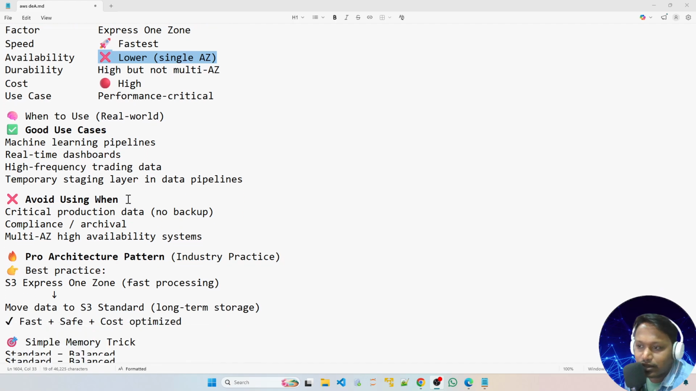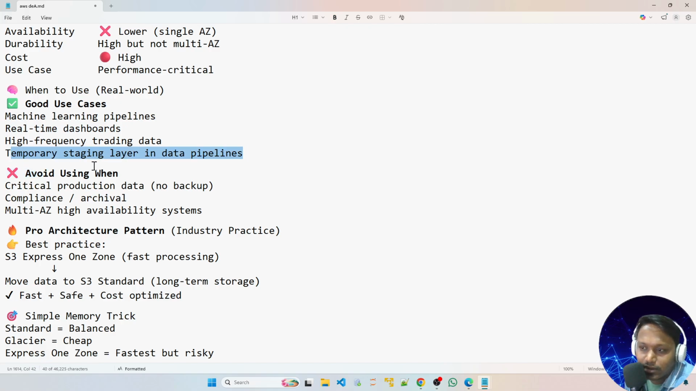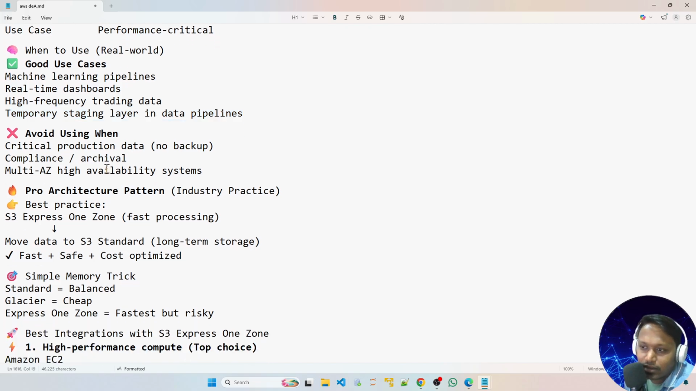We have some real industry cases where we can use it: machine learning pipelines, real time dashboards, high frequency trading data, temporary staging layer in data pipelines. These are real examples where the storage class can be used. Avoid using it for critical production data where no backup is taken, since it's single AZ and risky. Where compliance archival is required, you should not use it. Where multi AZ high availability systems are needed, you should not use it.